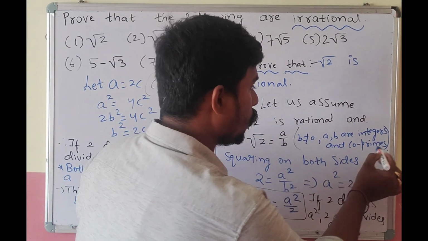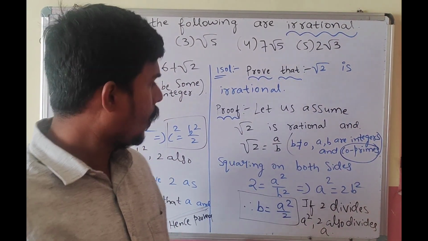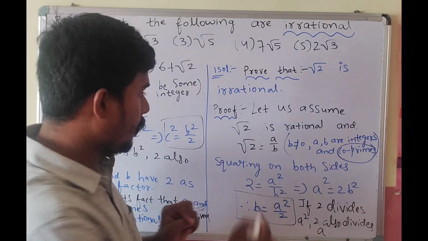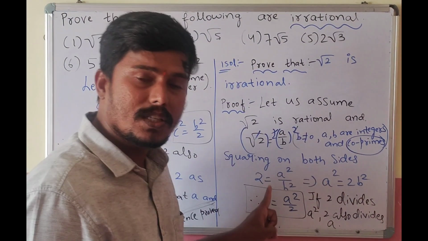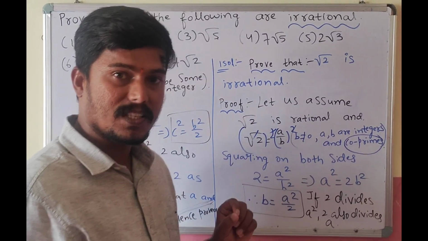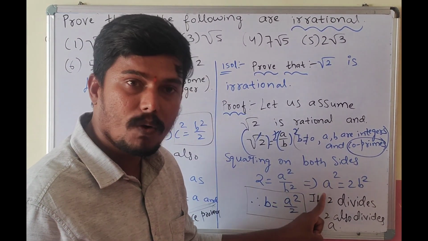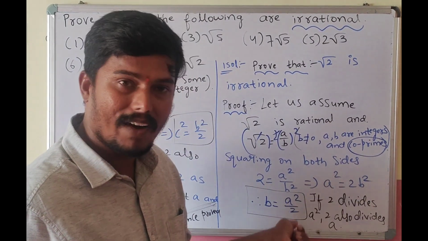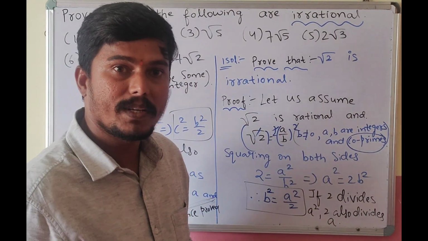So remember co-primes, because it's going to be the key factor in this. Now when you square both sides, the square and root cancel each other. So 2 is equal to what? a square by b square. Now from this, a square is equal to 2b square. If you send 2 to the other side, it will divide. So what is b square equal to? a square by 2.